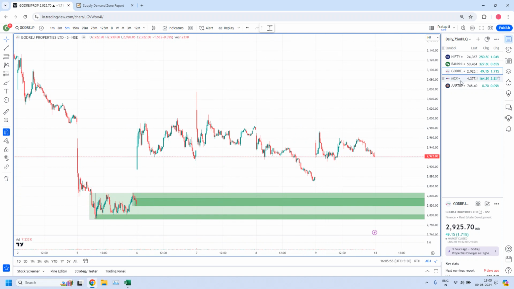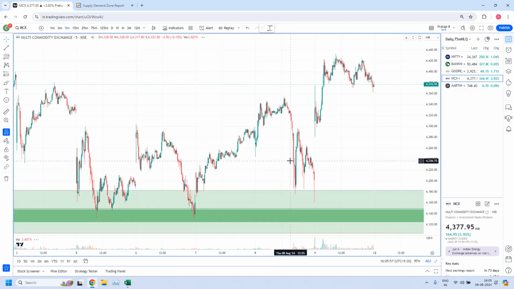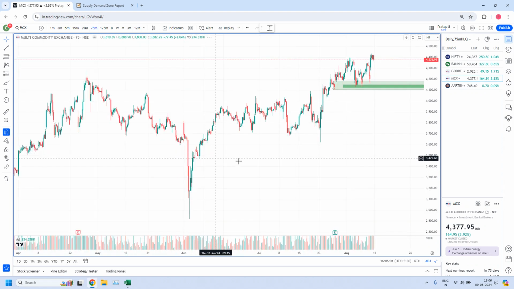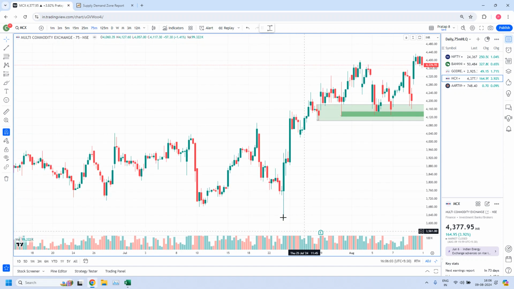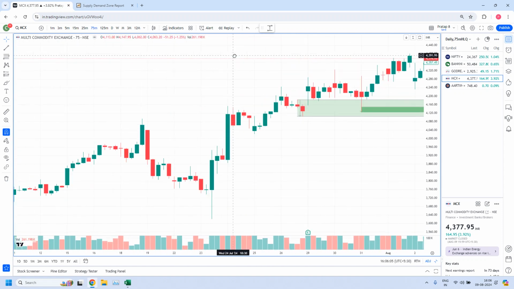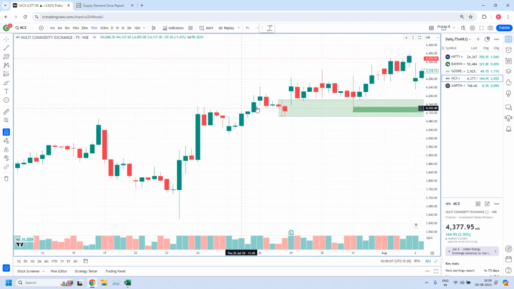And the next one is MCX, Multi Commodity Exchange. This is also a 75-minute high liquidity zone. We have a drop candle, we have 3 base candles, and again within the hidden body there is a rally candle. Drop base rally.